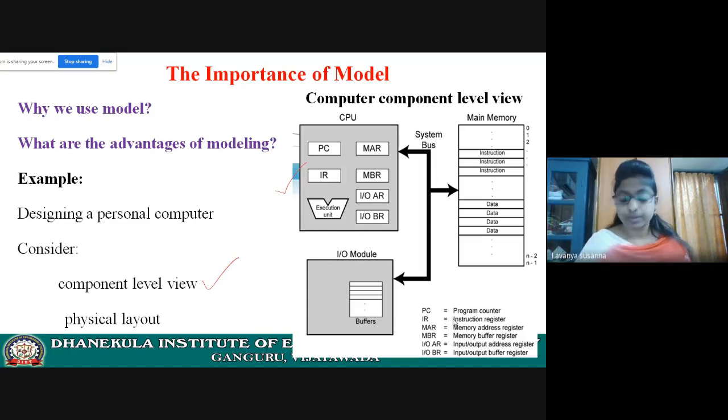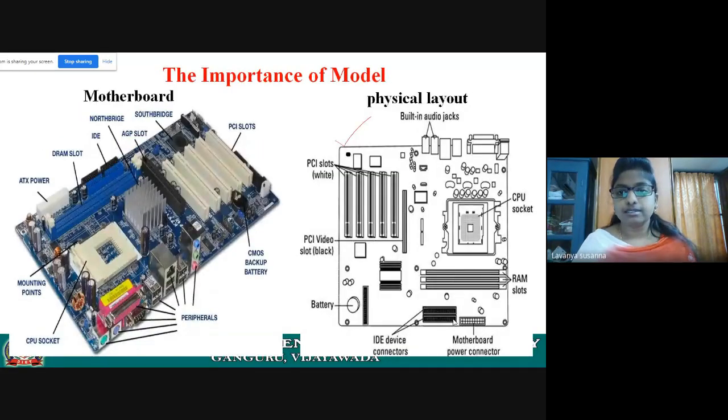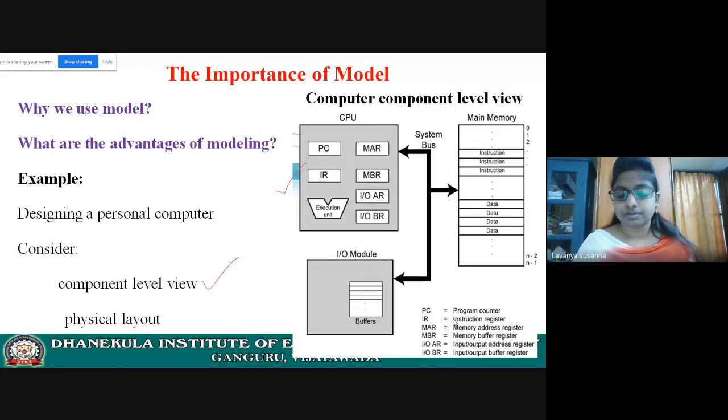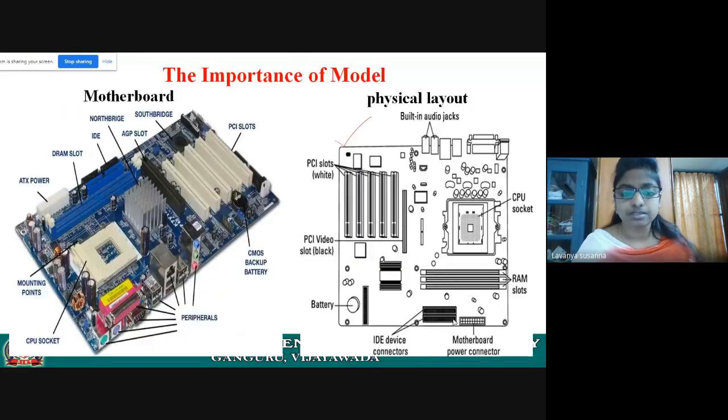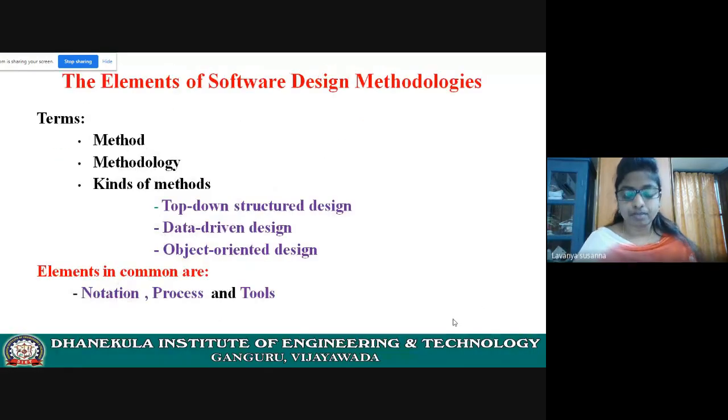Next, let us see the next topic. I hope you understood the importance of the model, why we need to model. Once again, see here the component level view, and next the physical layout. No need to draw all these diagrams in your examination; they are just for understanding purposes. You can write in some theoretical way. If you can draw the diagrams, fine. Otherwise, no need.